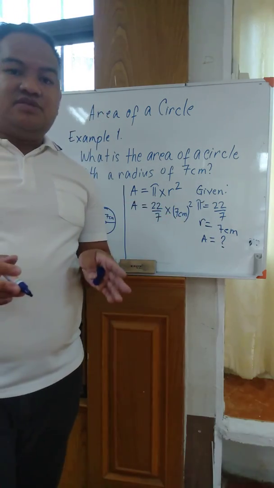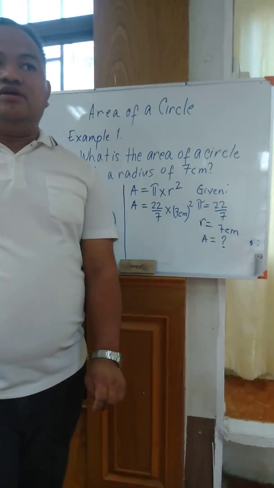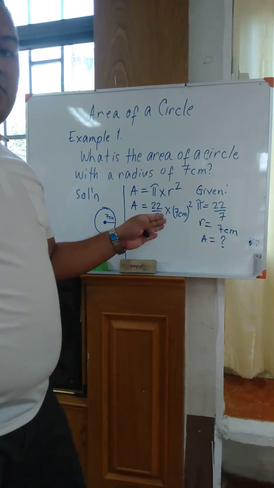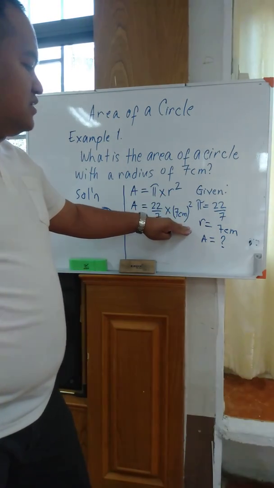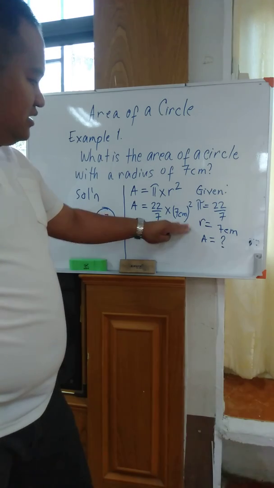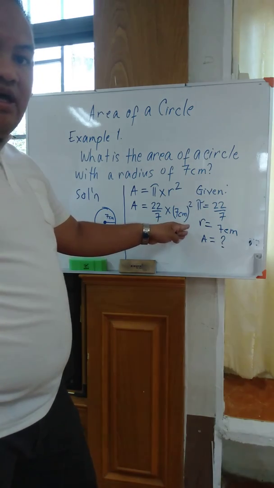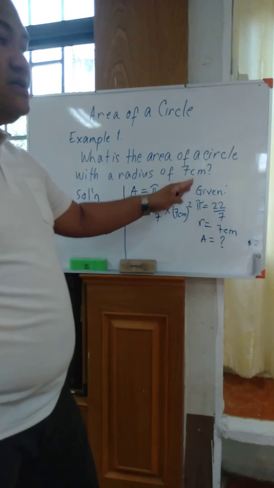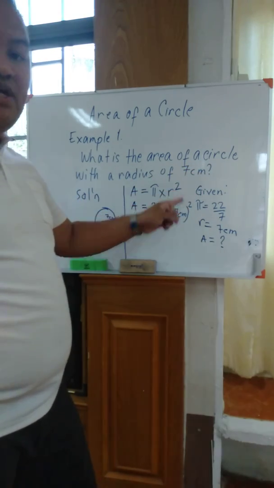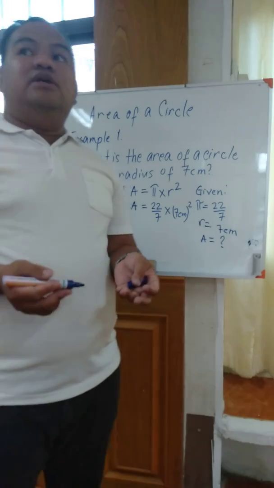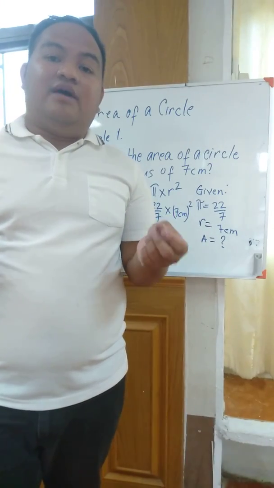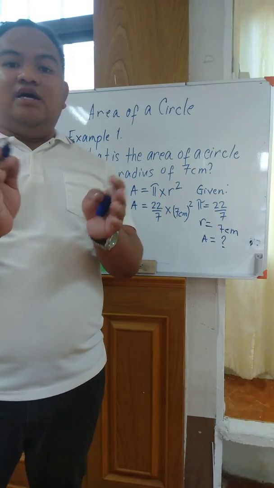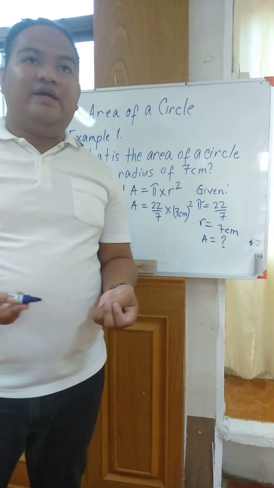Why do we have to use the parentheses or the symbols? Because in order for you to remember that this has two values, the 7 and centimeter, and you have to raise it to the second power because it is to the power of 2 in our formula. In order for you not to get confused in solving a certain equation or problem, you can use the parentheses or brackets.